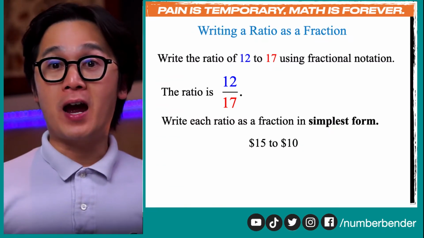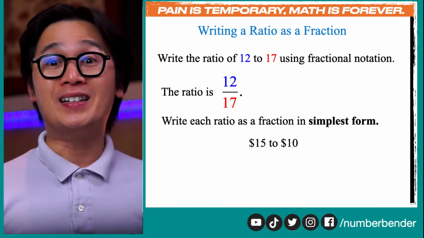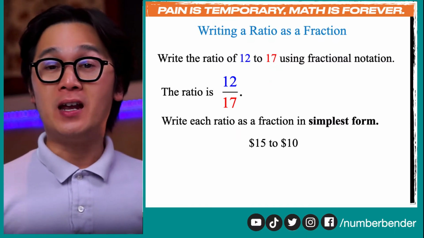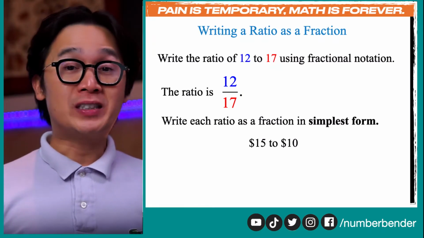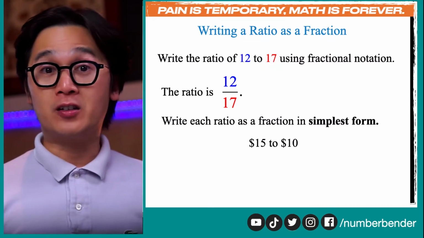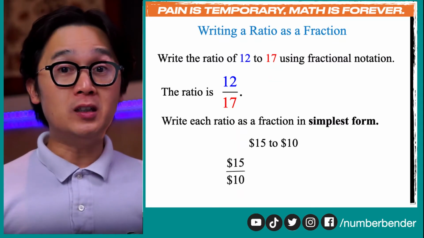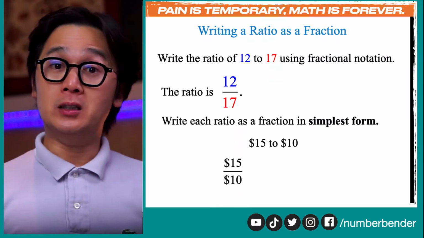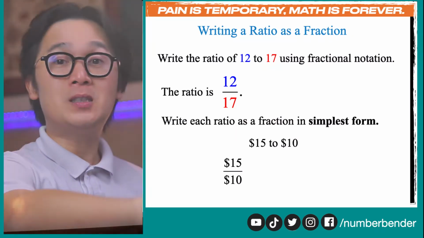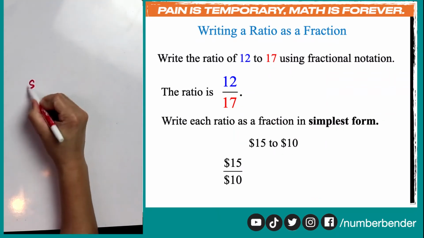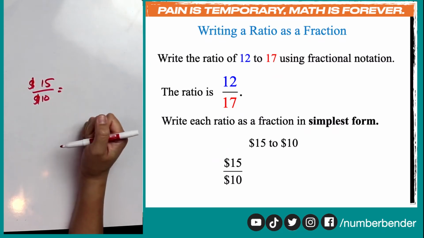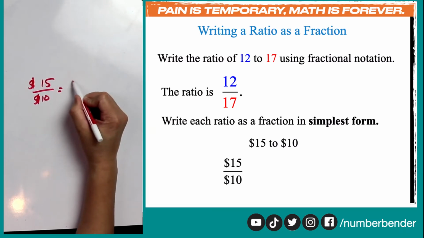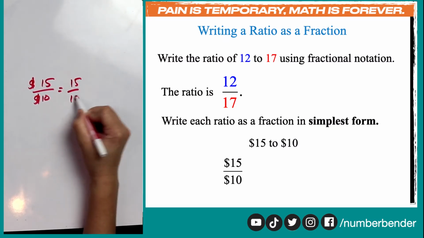So if we need to write this particular ratio in its simplest form of fraction, let's say we have $15 to $10. Since $15 is the first numerical value that we are seeing, that will be our numerator and the denominator will be $10. And by simplifying this particular expression, from $15 all over $10, since we're simplifying the ratio in its simplest form, let's drop the dollar sign and just focus on 15 all over 10.